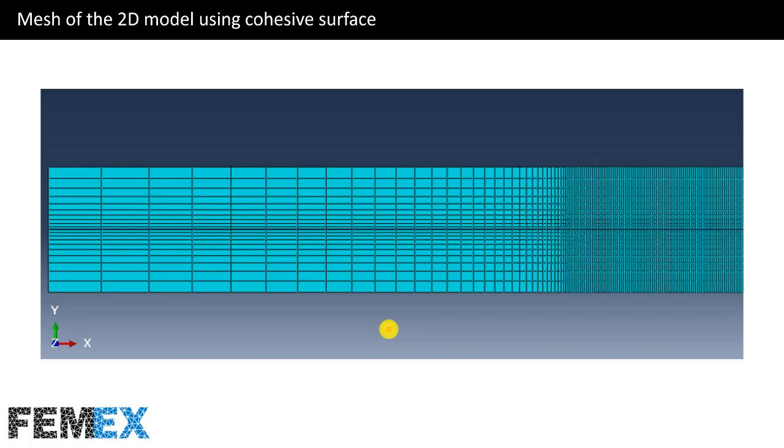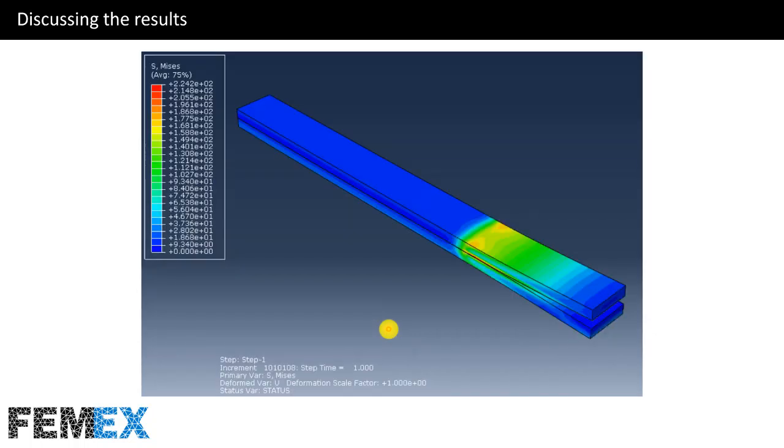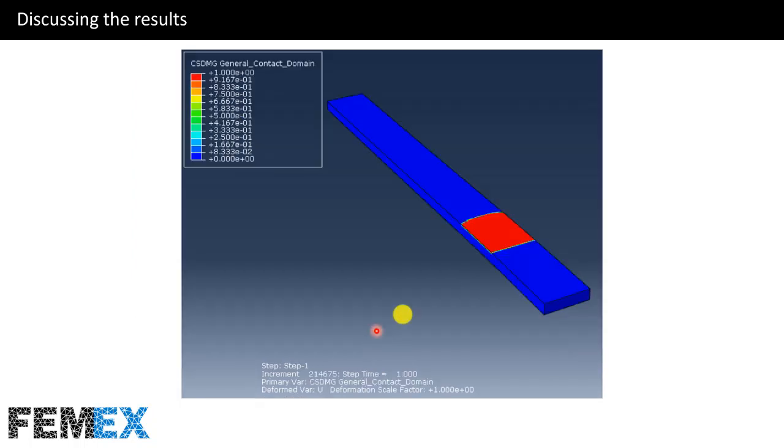And this is the mesh of the 2D model using cohesive surface. And this is the final 3D model. And this is the von Mises stress contour of one of the 3D models. And this is the delamination contour of one of the 3D models, including cohesive surface.